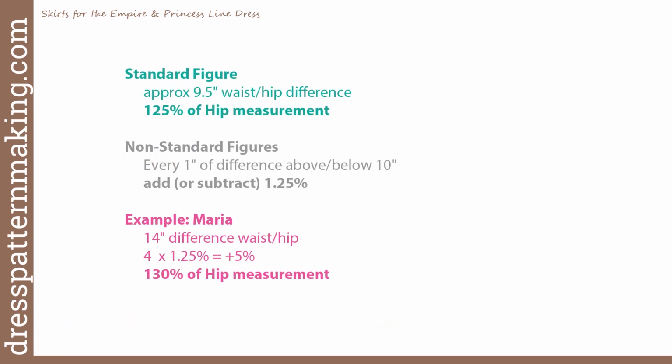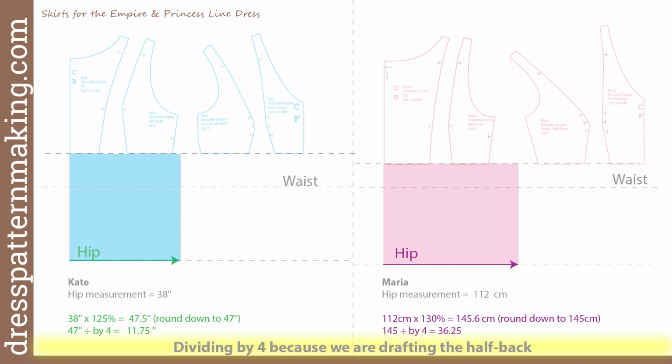If I have time, I'll upload a little chart with a simplified version of this that you can download and refer to. So as I've already covered, and as per the chart for Kate, I'm using 125% of her hip measurement. So the rectangle is 47 inches divided by 4, which is 11.75 inches wide. For me, I'm using 130% of my hip measurement, and my rectangle is 36.25 centimeters wide.